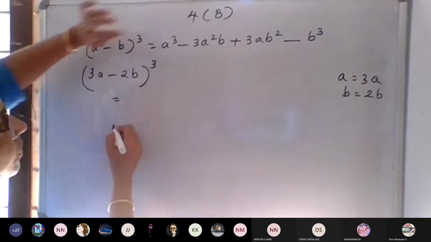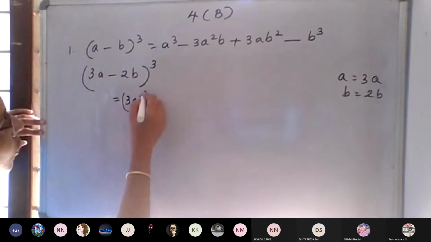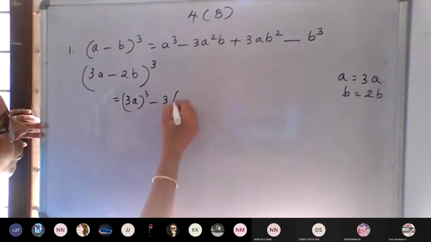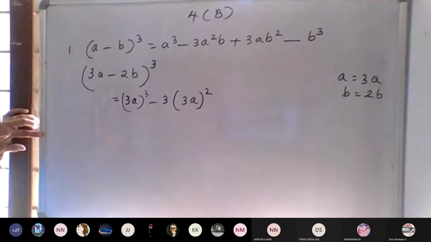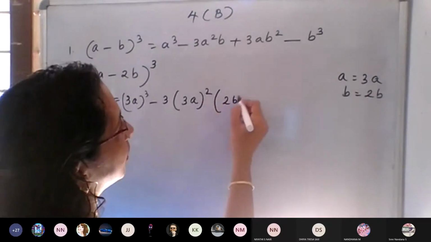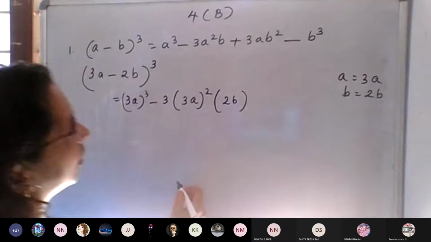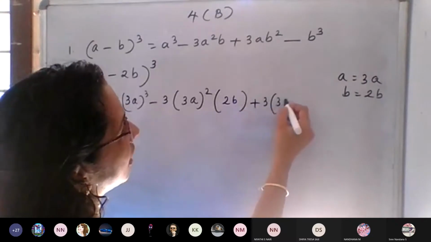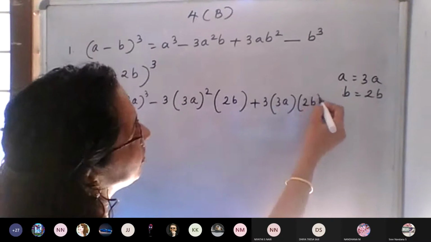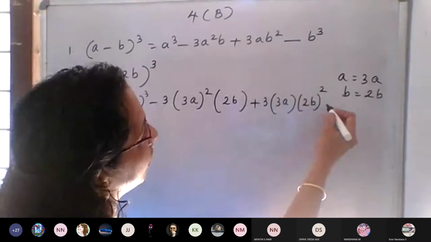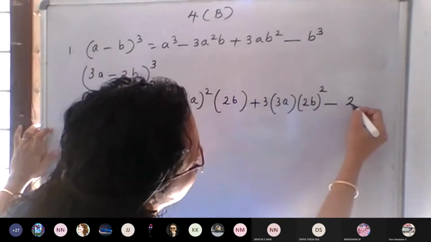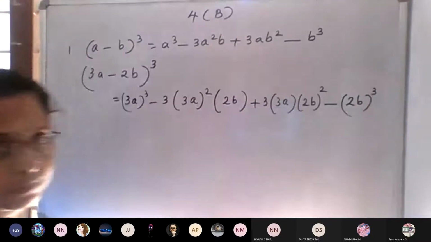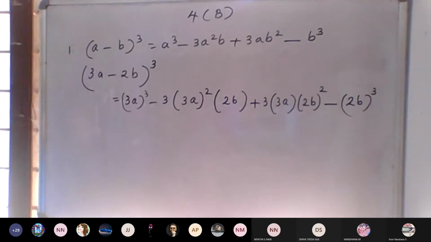So which is equal to a cube, means (3a) the whole cube, minus 3 into a square, means (3a) the whole square, into b, b means 2b, plus 3a, b square means (2b) whole square, minus b cube, means (2b) the whole cube. Is it clear? Yes, ma'am. Okay, then do.